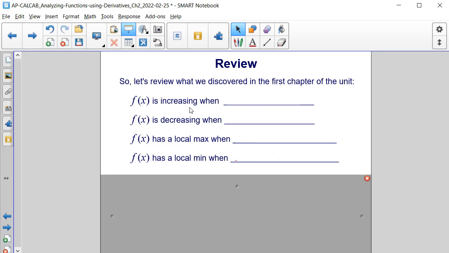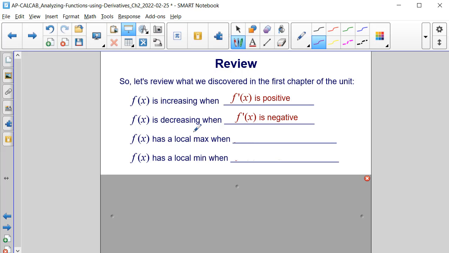f of x is increasing when what occurs? Well, f of x is increasing when f prime of x, or the derivative of f of x, is positive. And we found out that f of x is decreasing when the derivative, or f prime of x, is negative.